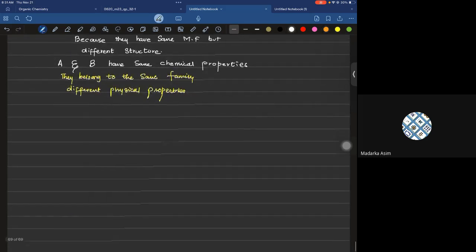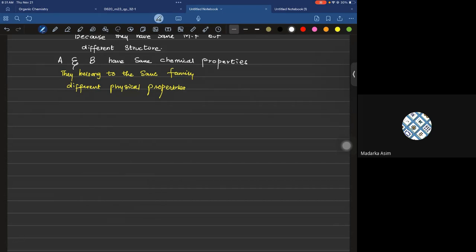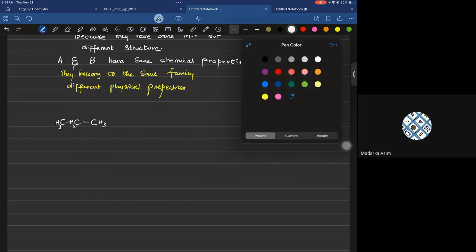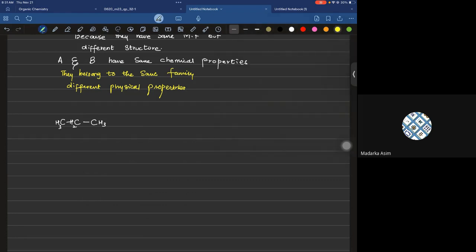Let's suppose you have this propane. Now I'm asking, is an isomer possible? Yes or no? Is there any isomer of this propane? You will say, let me check. Then you would draw it in different ways, like you can draw this in this manner.